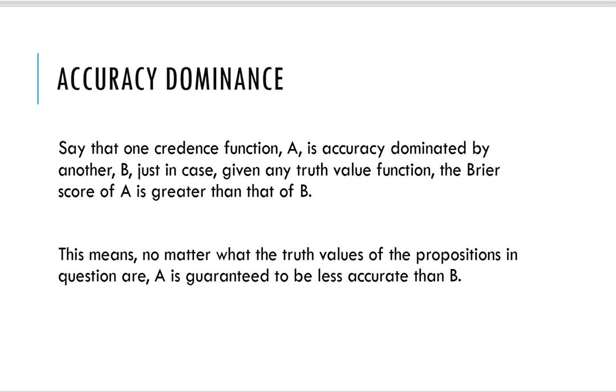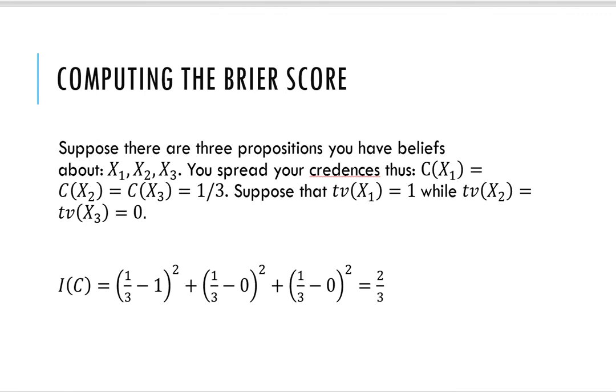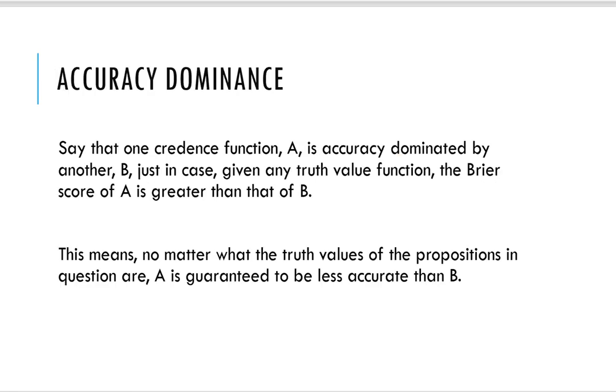Okay, so that's how to use the Brier score to compute the accuracy or inaccuracy of a particular credence function. Remember, you want your Brier score to be low. If you were perfectly omniscient, if you assigned credence 1 to all the propositions that were true, and credence 0 to all the propositions that were false, then you'd have the best Brier score you could possibly have. You'd have a Brier score of 0. You'd have no inaccuracy.